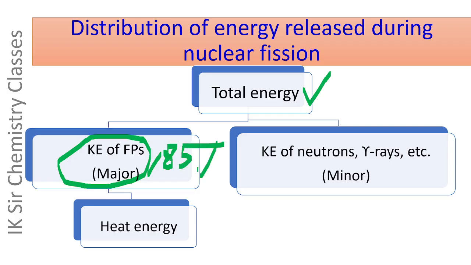80% of the total energy appears in the form of kinetic energy of fission products, and about 15% is shared by neutrons, gamma rays, neutrino, antineutrino, etc. And the kinetic energy of fission products is ultimately transformed into heat energy due to collision with atoms or molecules in the surroundings, and this heat energy can be transformed into other useful forms.